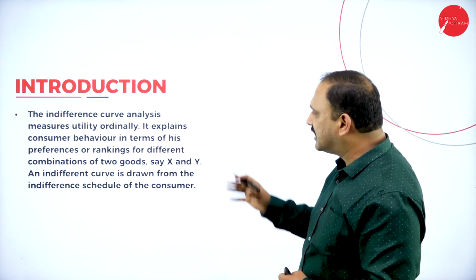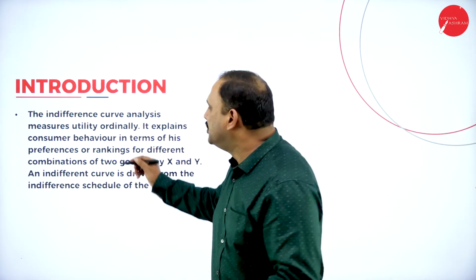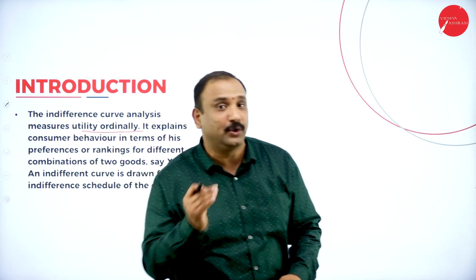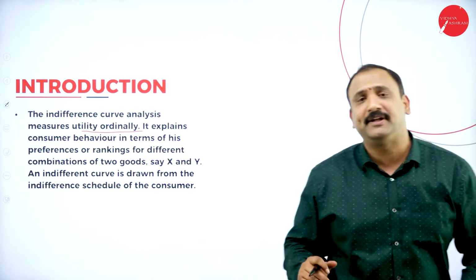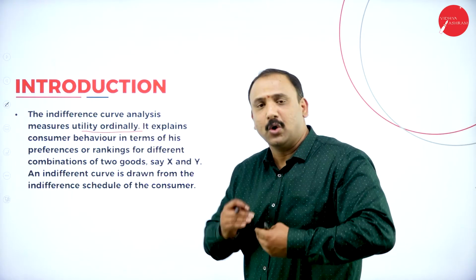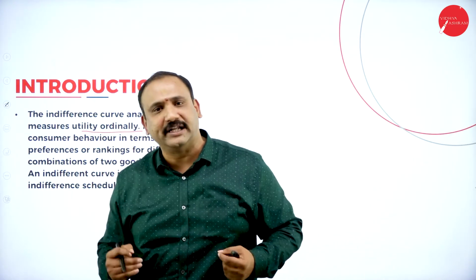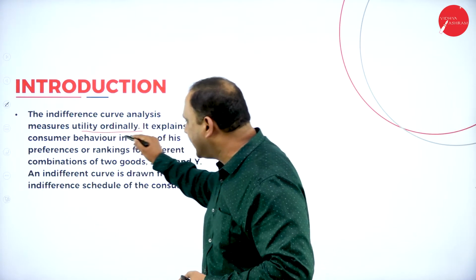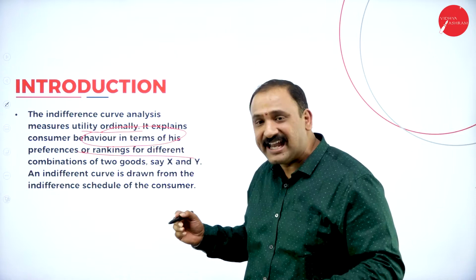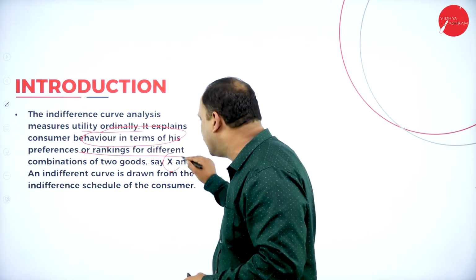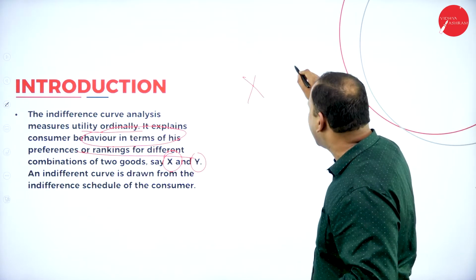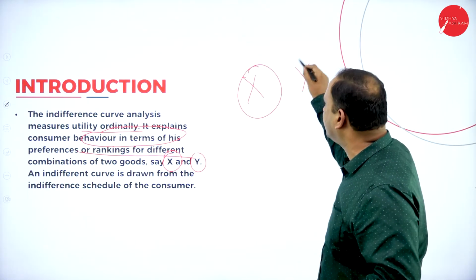Now, the indifference curve analysis measures utility ordinally. That is very, very important for us. Utility ordinally means that it is a preference, a choice that we are trying to use. We give a priority in terms of utilizing a particular object. It explains consumer behavior in terms of his preference or rankings for the different combinations of goods, say X and Y. Now, let's understand, if you have two goods, X and Y, you will not prefer both goods at the same level.